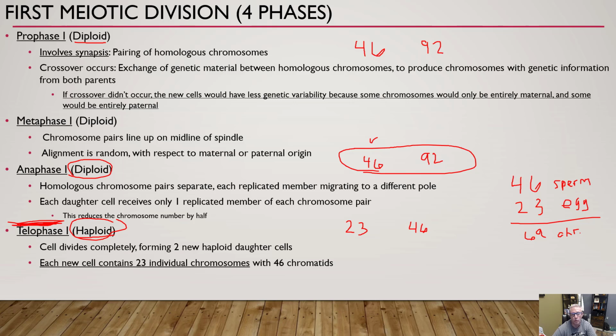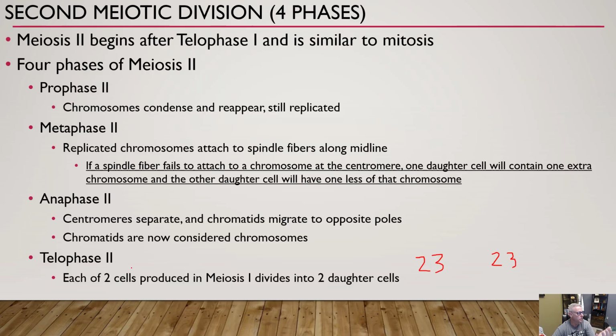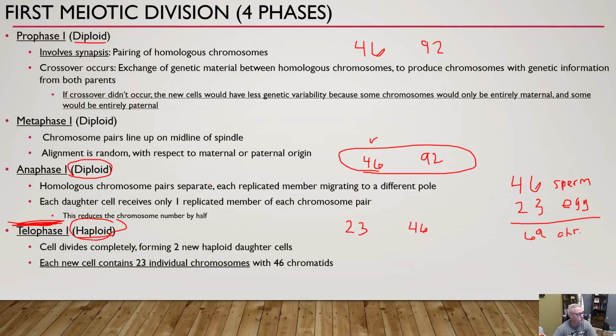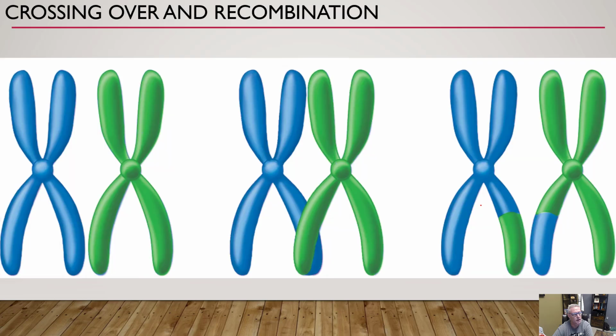The egg is going to be haploid because the question didn't say the egg was messed up. It's going to have 23 chromosomes. The sperm is going to be diploid because it did not successfully divide and it didn't successfully do cytokinesis 1. So the sperm has 46 chromosomes, the egg has 23 chromosomes, and the zygote will now have 69 chromosomes instead of the normal 46 chromosomes.